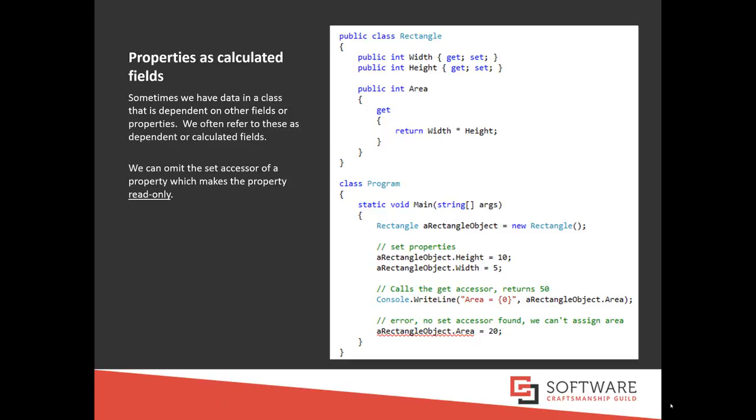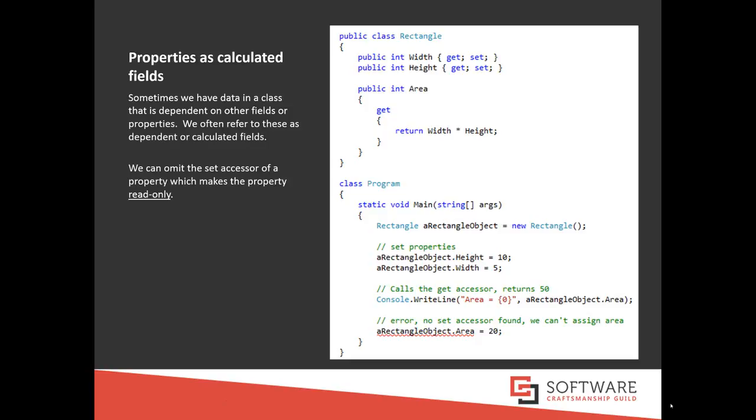And whenever they read from the area, it's going to do the calculation. So if somebody has changed the width or the height in between reads, it's always going to be up to date. I recommend that you type this code into Visual Studio and give it a try to watch it, because it's very cool.